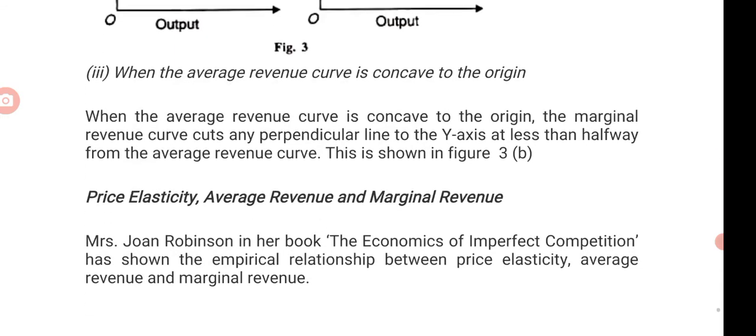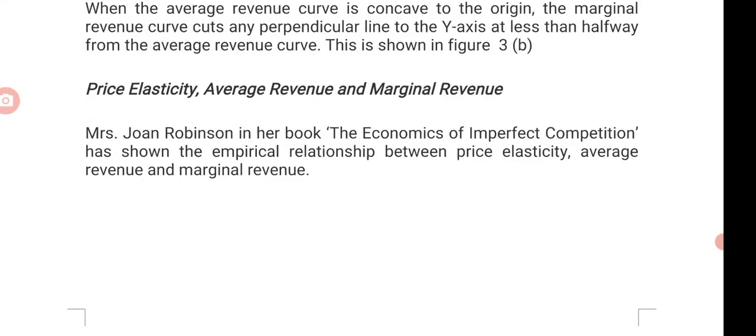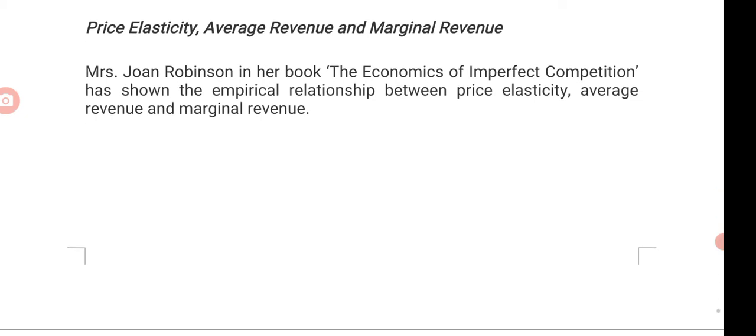Next is the relationship between price elasticity, average revenue and marginal revenue. Now, the relationship between AR, MR and elasticity: Mrs. Joan Robinson in her book The Economics of Imperfect Competition has shown a relationship between the price elasticity, average revenue and marginal revenue. Now look at this diagram.